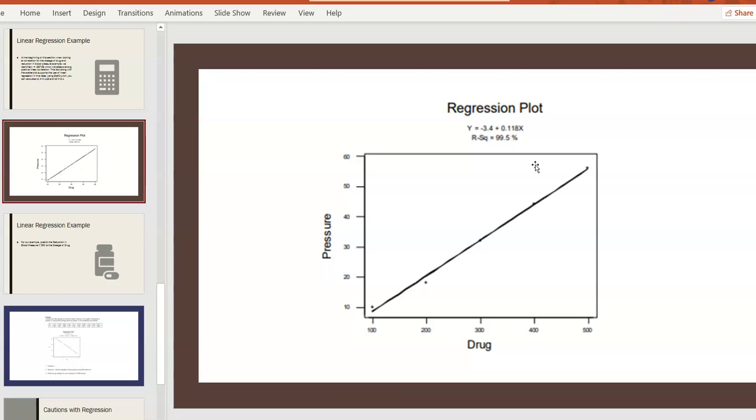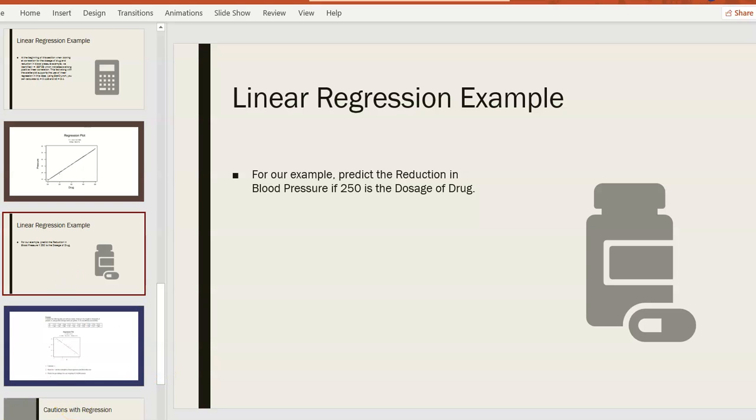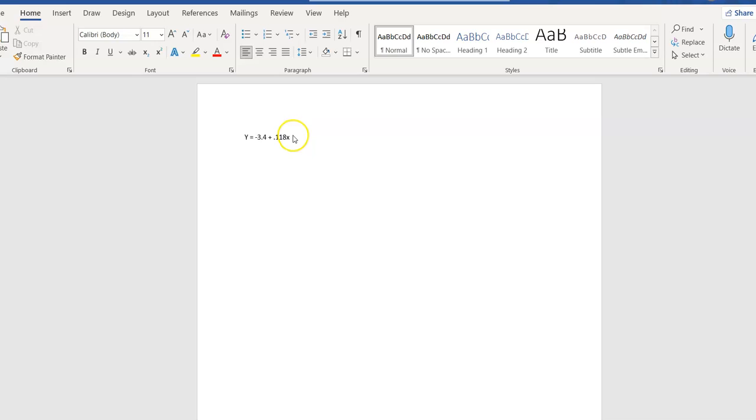All right, so I'm going to take this to another page so we can work this out, but we're going to look at when the drug dosage is 250. So here's our regression equation. We are just going to plug 250 in where x is and work it out. So if I plug 250 right here and let my calculator do the work, I get 26.1.